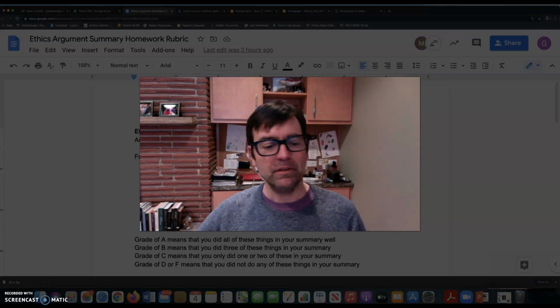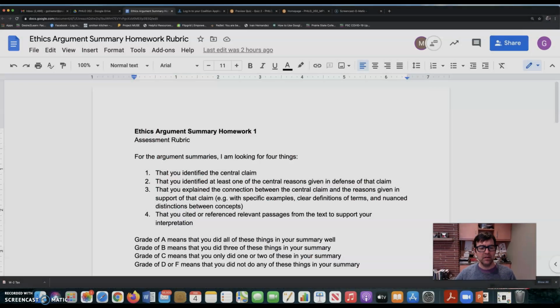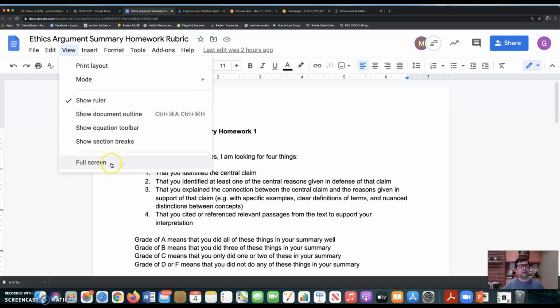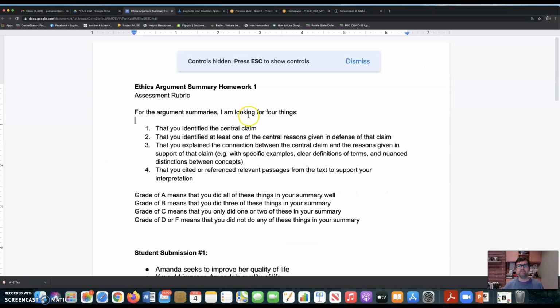Okay, so let's. I'm going to put myself in the bottom of the screen here, and this is the rubric I shared with you. I'm going to put full screen here. And as you can see, I've laid out in the first part of this document the four things that I am looking for in your argument summaries.